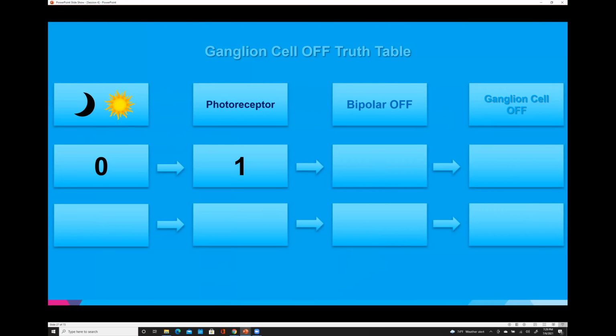So bipolar off cell, photoreceptor. Right? So if the photoreceptor is active, the bipolar off cell is active, because remember, the bipolar off cell is concordant with the state of the photoreceptor. Makes sense? So then the ganglion off cell is actually active. Does this make sense? Yeah, absolutely.